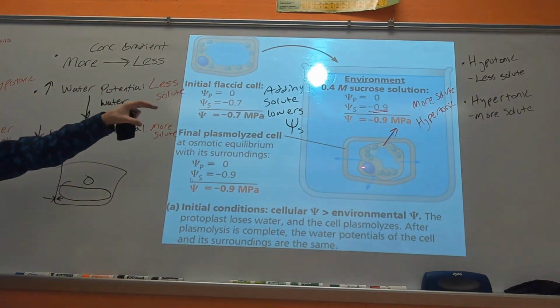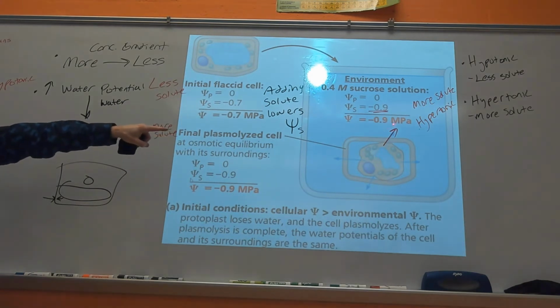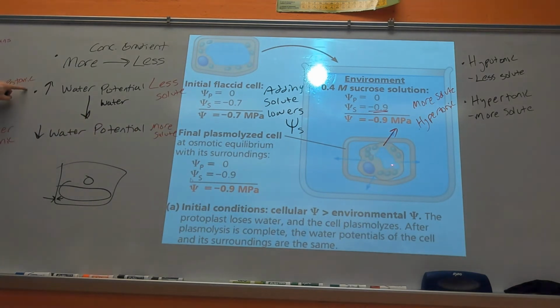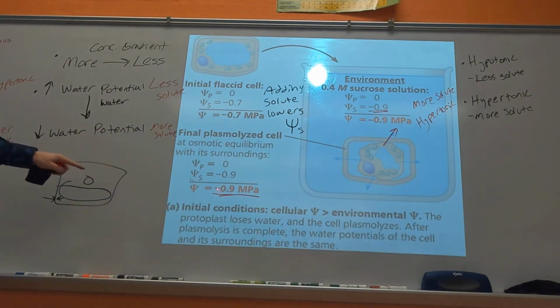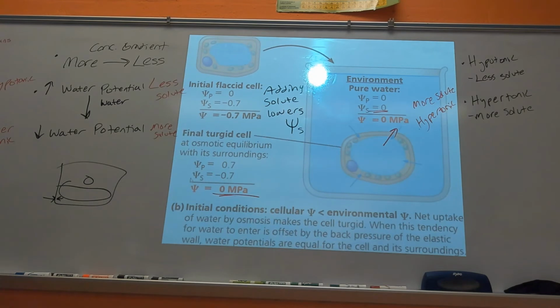Make sure this makes sense to you. The water is going to leave. It's going to go from higher water potential inside the cell to outside the cell, which is lower water potential because it has more solute. Okay? All right, and then it'll keep doing that until we get to equilibrium, until the final plasmolyzed cell is going to have the same water potential as the surrounding environment. Things will equalize.